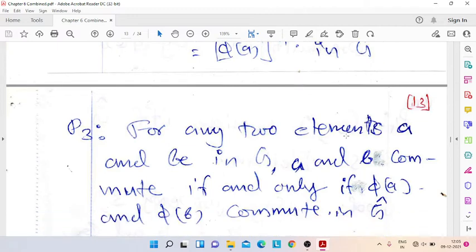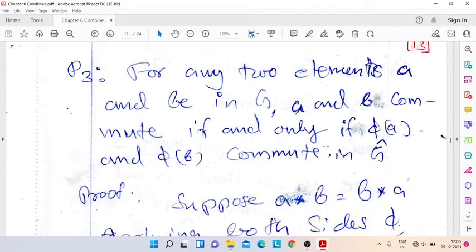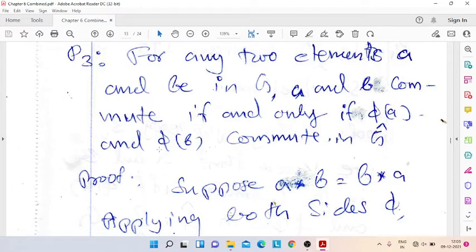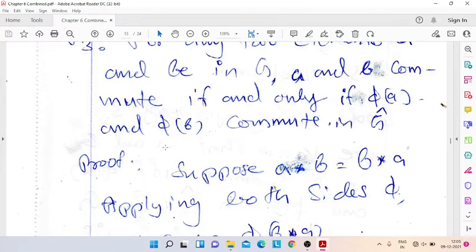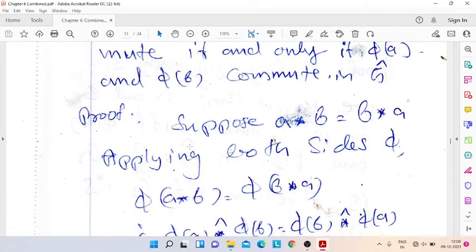Okay, then the third property. The third property states that for any two elements A and B in G, A and B commute if and only if phi A and phi B commute in the second group. See, any two elements of the first group commute if and only if the corresponding images in the second group commute. That is the meaning of the third property.